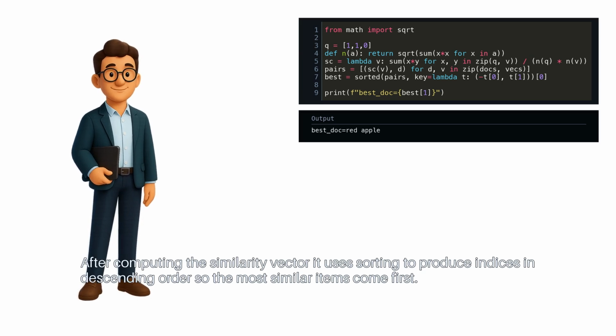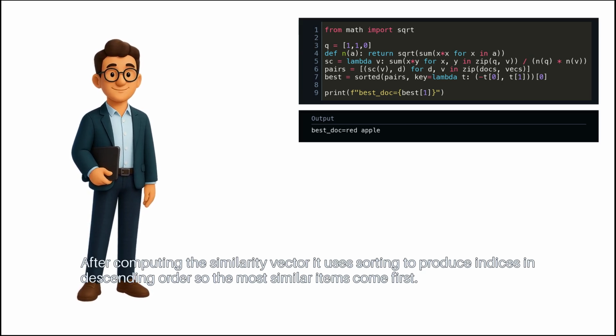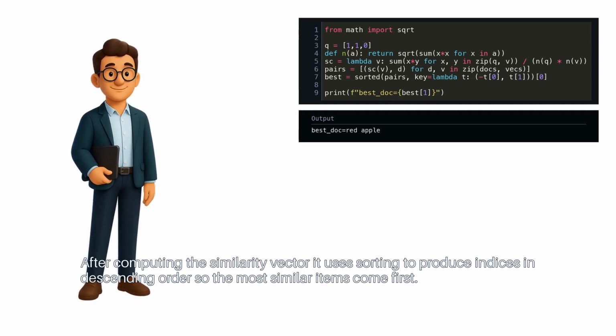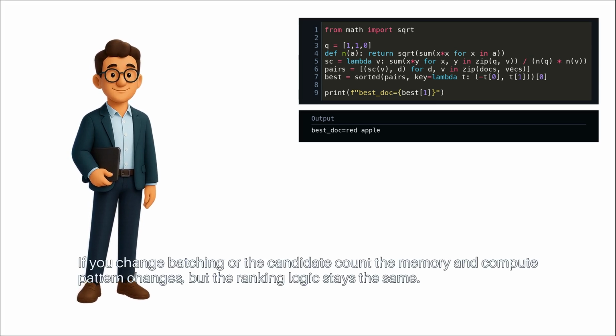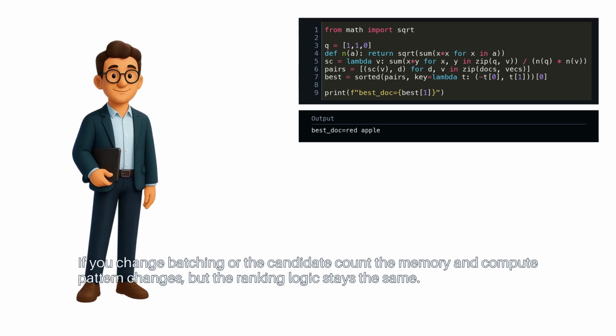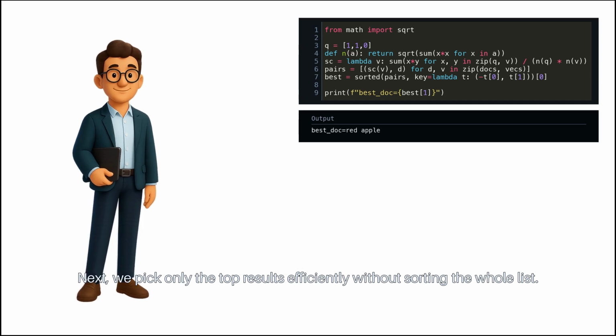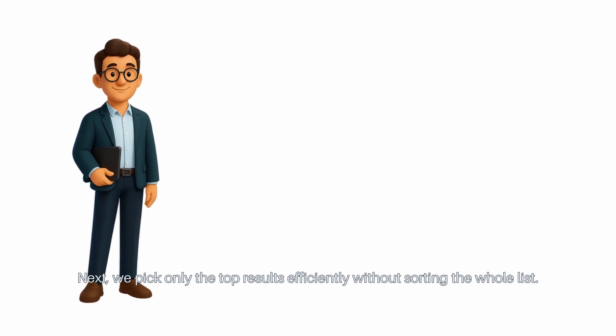After computing the similarity vector, it uses sorting to produce indices in descending order, so the most similar items come first. If you change batching or the candidate count, the memory and compute pattern changes, but the ranking logic stays the same. Next, we pick only the top results efficiently without sorting the whole list.